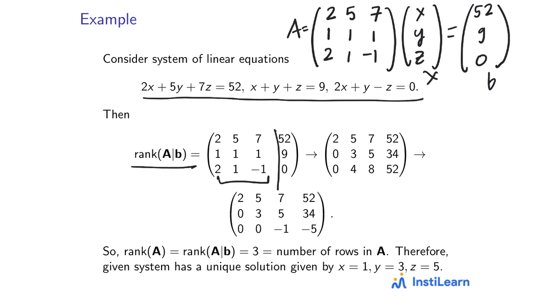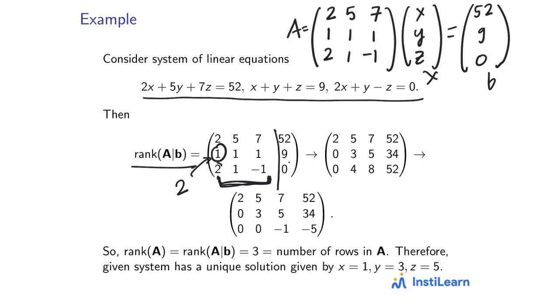Okay, so you can start calculating the rank of augmented matrix, and you can see that since matrix A is attached to it, you will automatically see what is the rank of A. So I will calculate the rank here using row operations. So first I want to create 0 at this position. That I can do by multiplying this row by 2 and subtracting from the first one. So you can see 2 minus 2 is 0, then 5 minus 2 is 3, then 7 minus 2 is 5, and 52 minus 18 is 34.